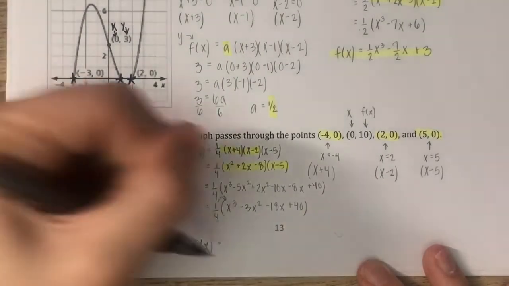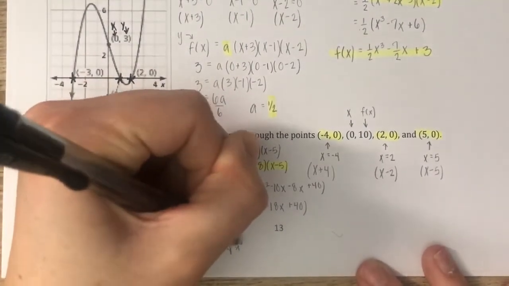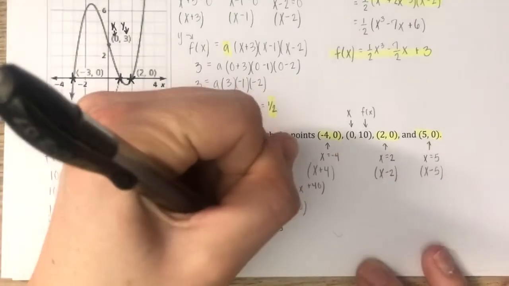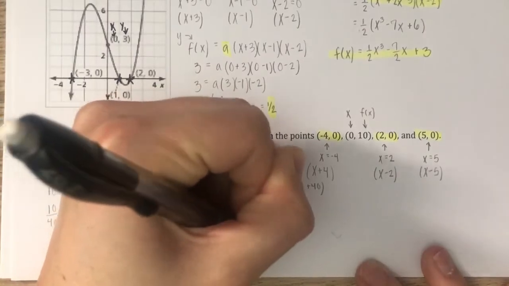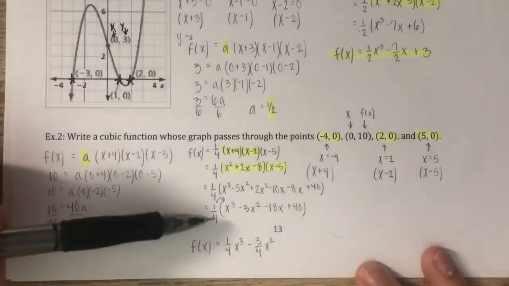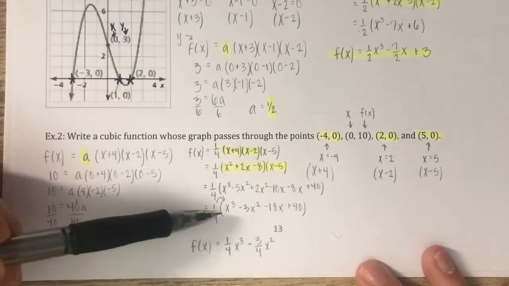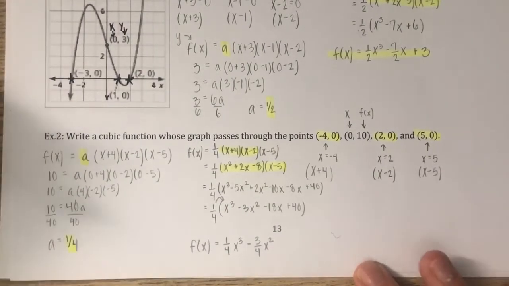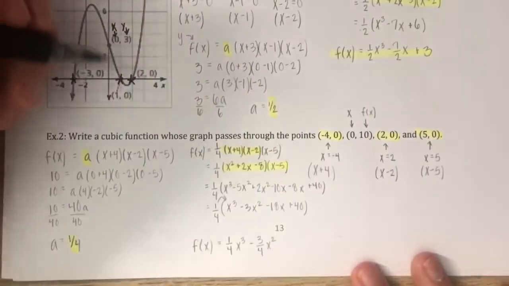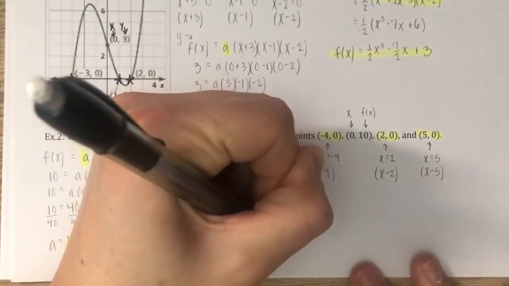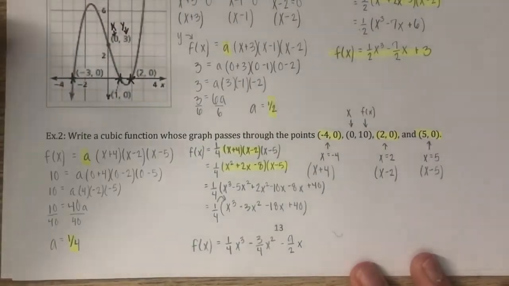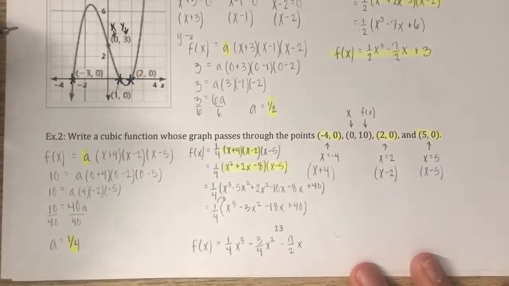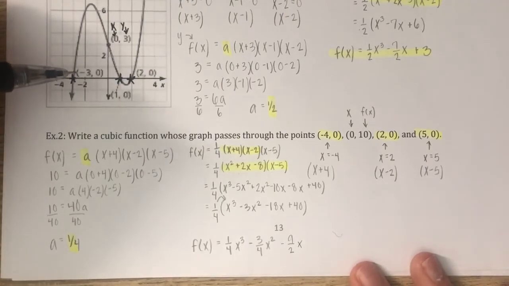1/4 x cubed, and then 1/4 times negative 3x squared, so that becomes negative 3/4 x squared. 1/4 times negative 18, I can cross cancel a little bit, the 4 can become a 2 and the 18 can become a negative 9, or you can reduce after, but either way that reduces to negative 9 halves x. Just 18 over 4, divide them both by 2. And then 1/4 times 40 is like 40 divided by 4, so that becomes plus 10.